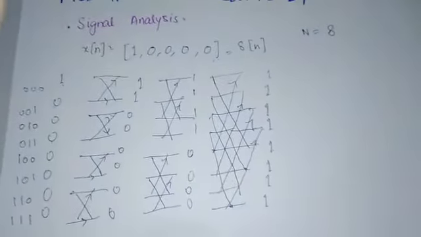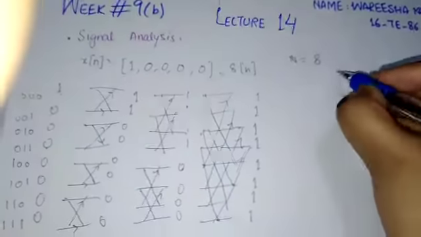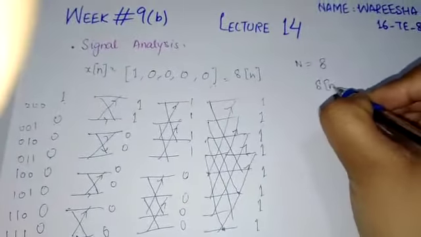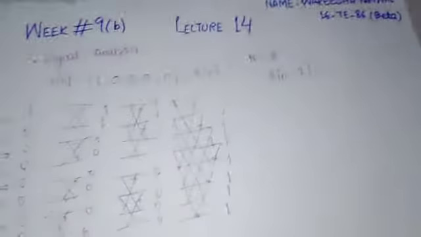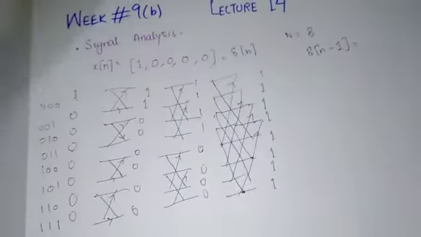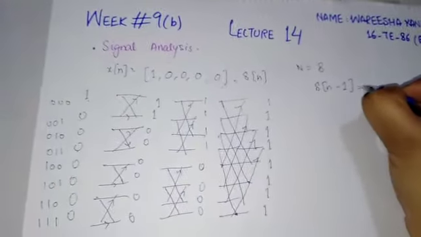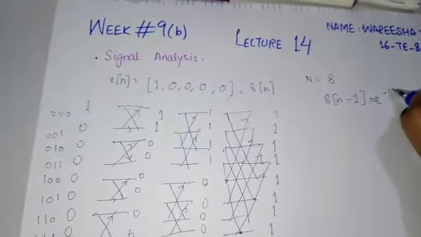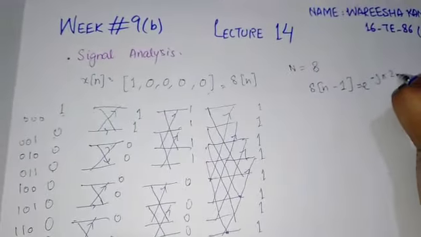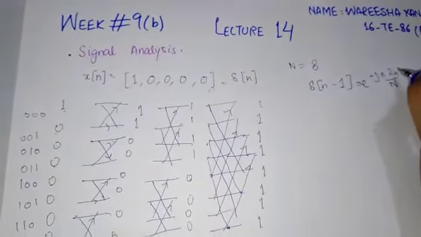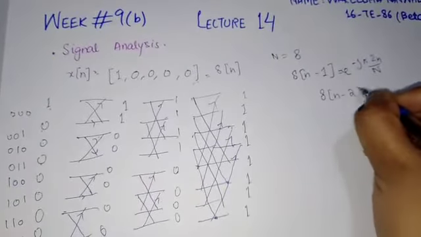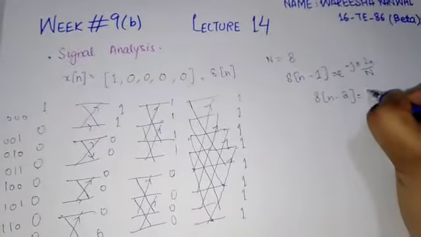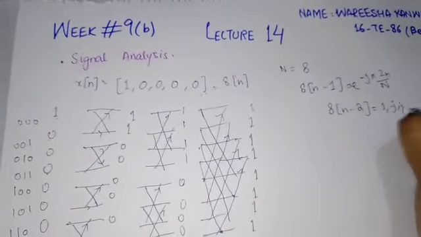But when we shift it, as it is delta of n, when it is delta of n minus 1, it is actually equal to e raised to the power minus j 2 pi n over capital N. And for delta of n minus 2, we have the values like 1, minus j, 1.